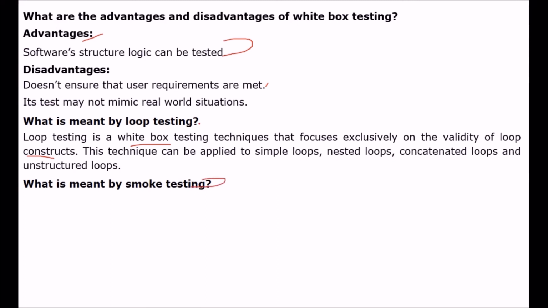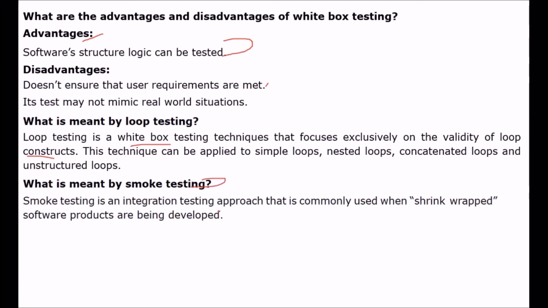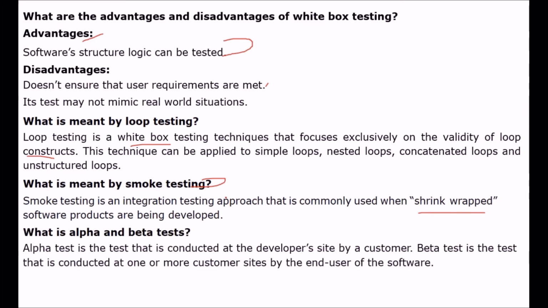What is meant by smoke testing? Smoke testing is an integration testing approach that is commonly used when shrink-wrapped software products are being developed. In hardware terms, if you switch on some gadget or device and it is smoking, then you can very well realize that there is no point in testing further. So initial testing, so that the later testing can be done, is smoke testing. What are alpha and beta tests? Alpha test is the test that is conducted at the developer side by the customer, and beta test is the test that is conducted at one or more customer sites by the end user of the system.